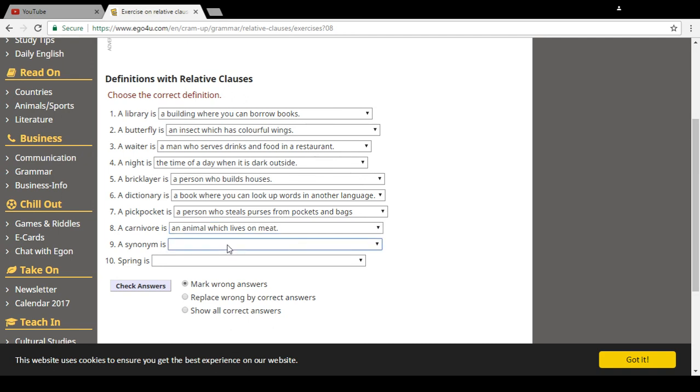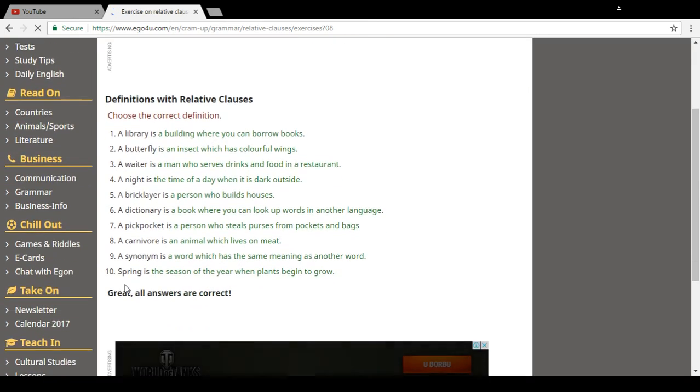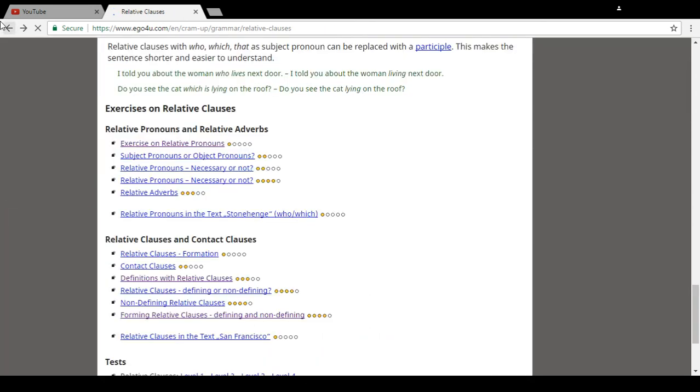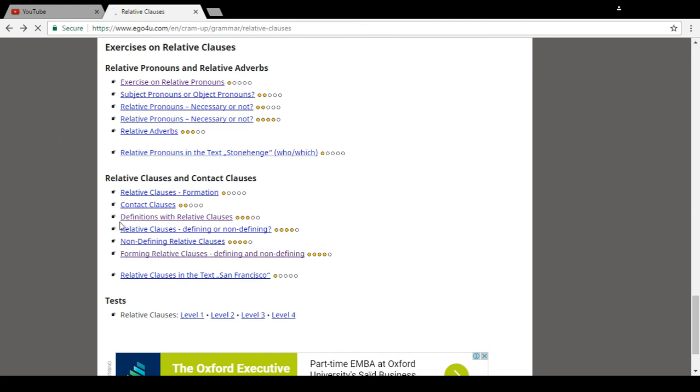A synonym is a word which has the same meaning as another word. Spring is the season of the year when plants begin to grow. Dakle, naučili smo šta su karnivori, šta su herbivori i tako dalje. Malo biologije nikad ne šteti. A mi idemo sada dalje.